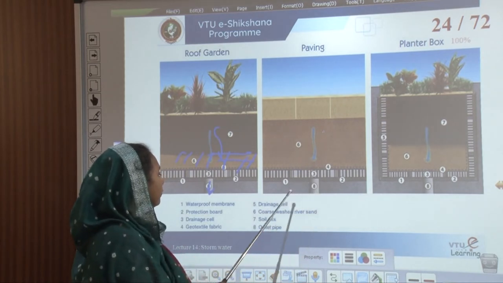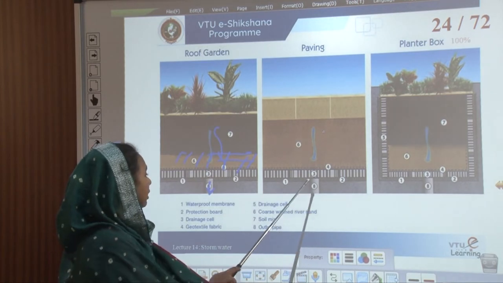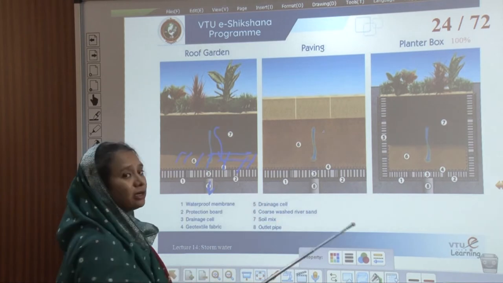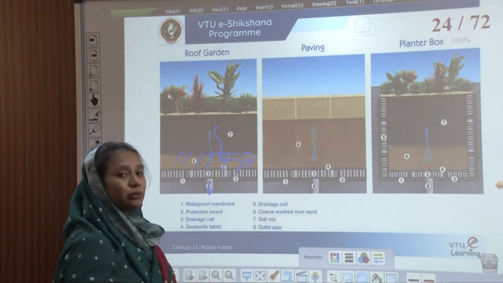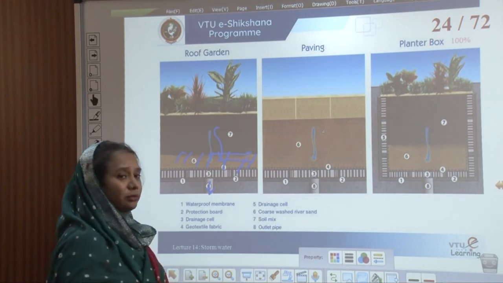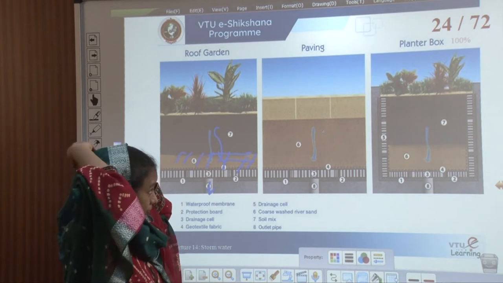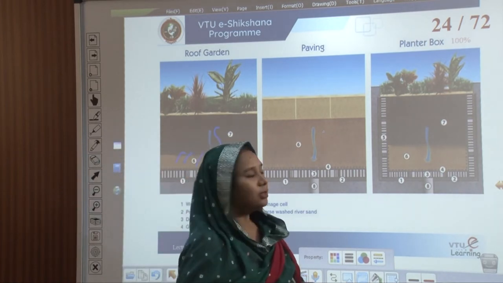So there is also a drainage membrane as well as a drainage cell as well as an outlet here. So you have to be sure about how exactly you are laying out the textile fabric, so all the water percolates down to the ground and then out into the storm water drainage.